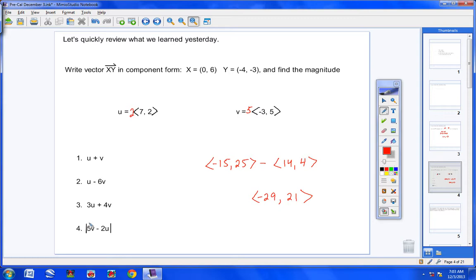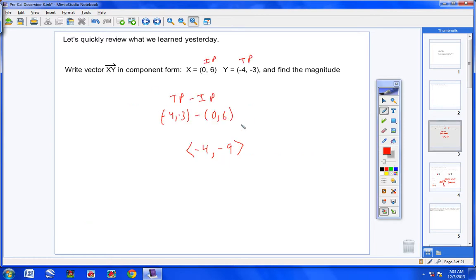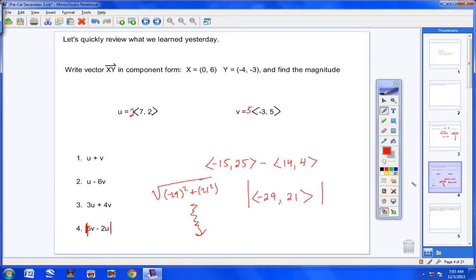And then it says, notice there's lines around this, and that means find the magnitude. So now I want you to find the magnitude. I'm not going to take time and do that for you, but it would be the square root of -29 squared plus 21 squared, and then go ahead and just work all of that out, okay? And by the way, in the last example I gave you right here, I forgot that it said find the magnitude. So to find the magnitude, it would simply be -4 squared plus -9 squared, and then you would go ahead and just work that out, okay? So a quick little review of what we did yesterday.